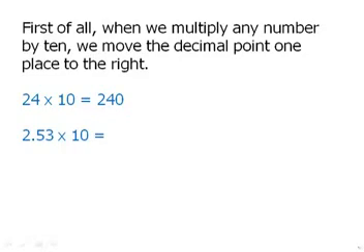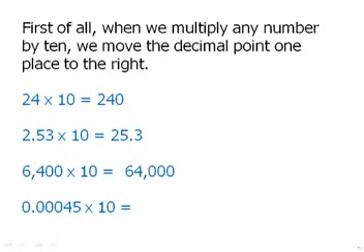2.53 times 10. Well, for this, we can't just stick on a 0 anymore. We have to remember multiplying by 10 means move the decimal point one place to the right. So it starts out between the 2 and the 5. It winds up between the 5 and the 3. So we get 25.3. 6,400 times 10. We move the decimal point one place to the right. We get a placeholding 0. Again, it's like adding a 0 to the end.